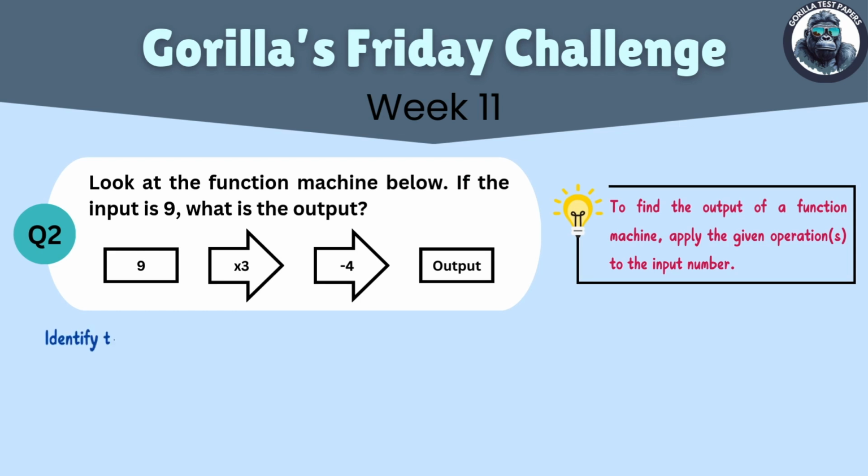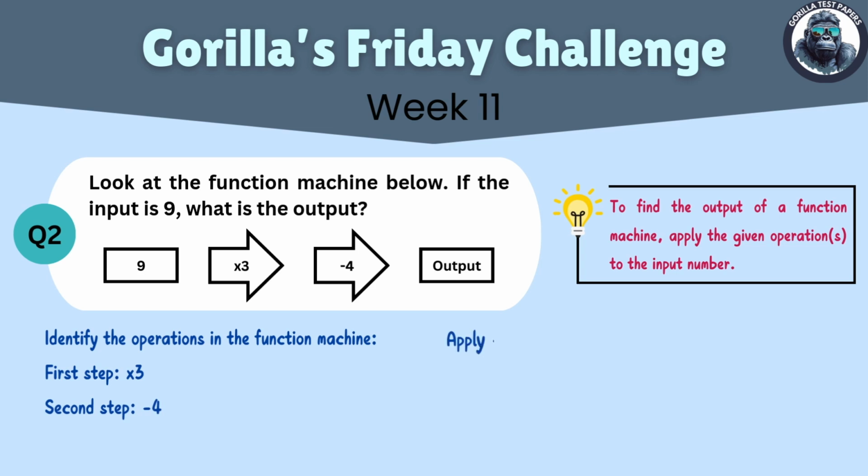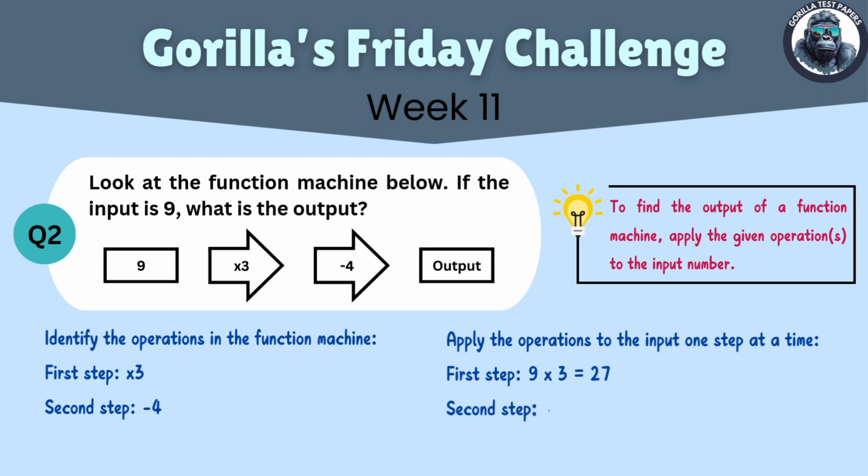First, we need to identify the operations in this function machine. The first operation is multiplying by 3, and the second operation in this function machine is subtracting 4. So now we have to apply the operations to the input one step at a time. So we do 9 multiplied by 3, which gives us 27. Then we subtract 4 from 27, which gives us 23.